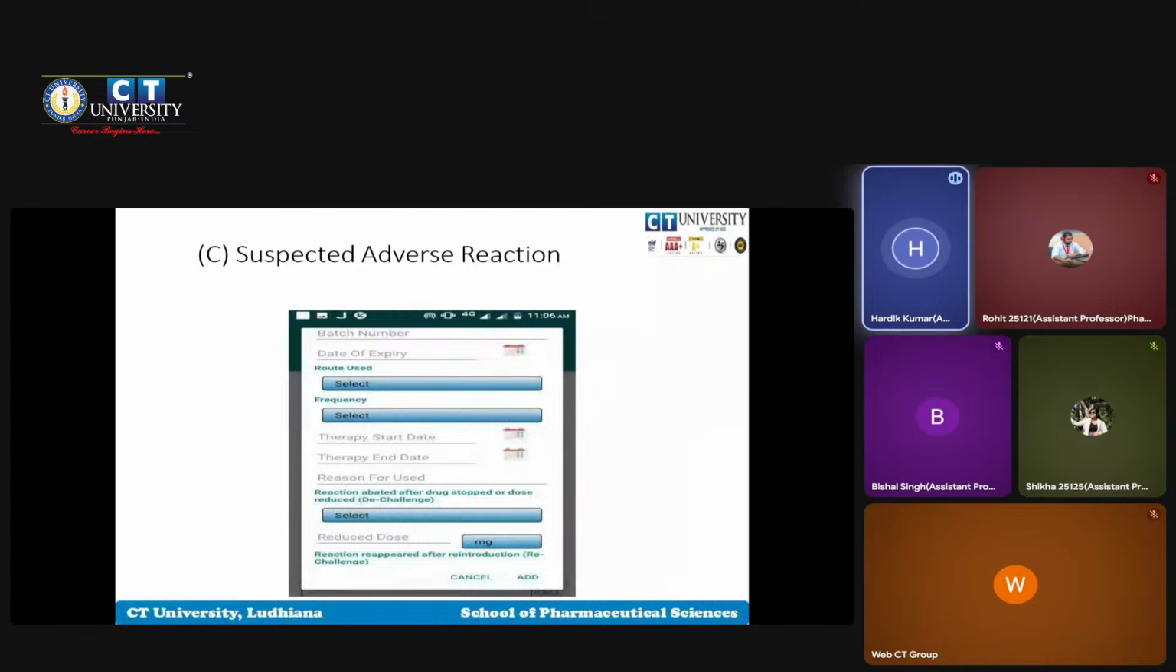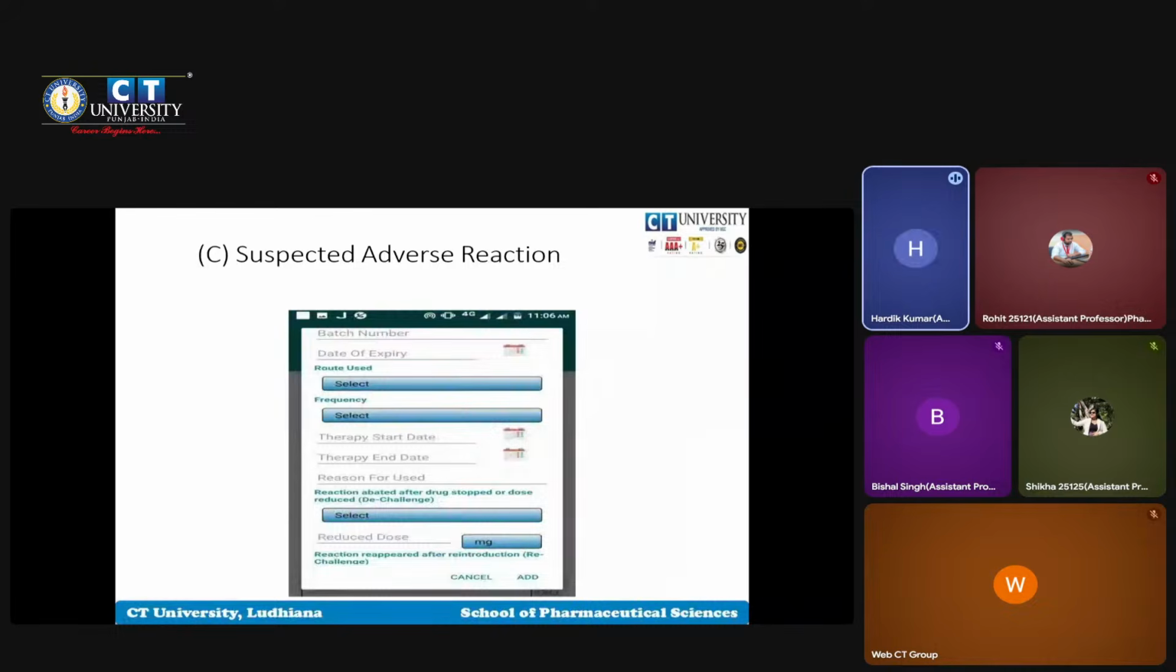If there is any topic you want to be explained again, just write your messages in the chat box. So on the last, in the next slide, this is the processing of ICSRs through the mobile app.